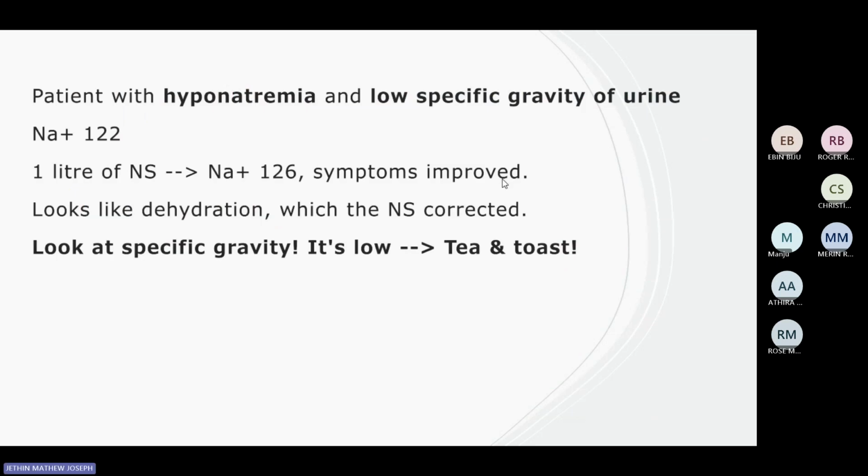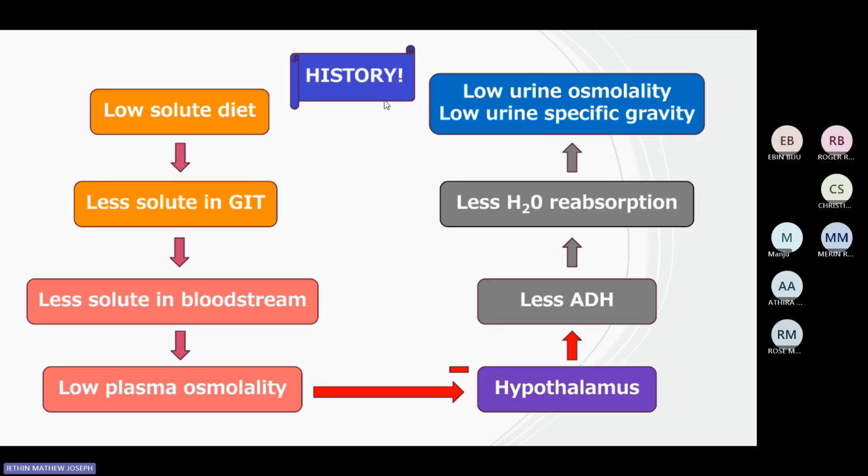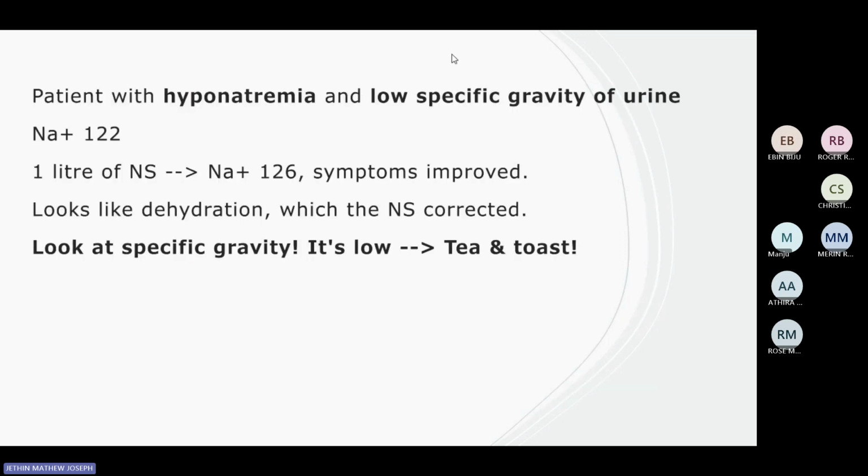Again, history is extremely important. To show you how important history can be in this case, I'll give you a small example. Say an old lady living alone with hyponatremia came to you with a sodium of 122, and she's showing some symptoms of hyponatremia like fatigue and altered mental status. You found out that sodium is 122, and you gave her a fluid of 1 liter of NS, and sodium has come back as 126, and the symptoms have improved.